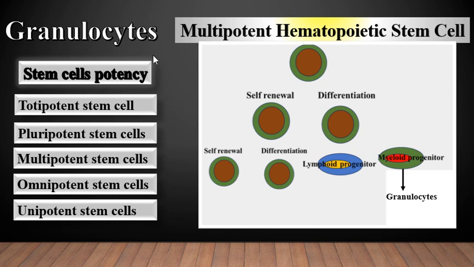Granulocytes originate from multipotent hematopoietic stem cell in the bone marrow. And as can be seen here, this is the multipotent hematopoietic stem cell. It differentiates into self-renewal cell and differentiation cell. The differentiation cell further differentiates into lymphoid progenitor and myeloid progenitor, where granulocytes come from.